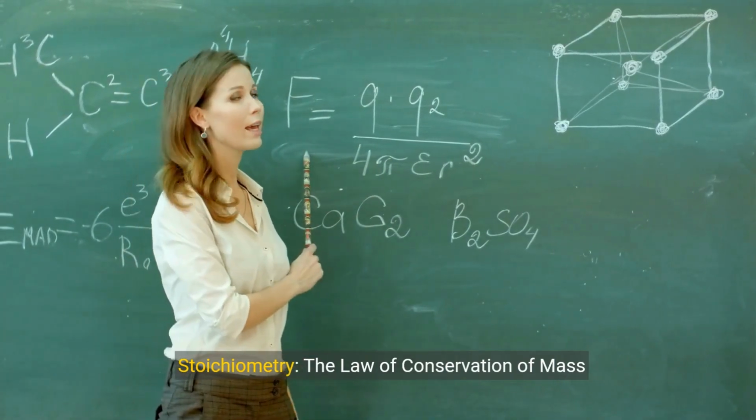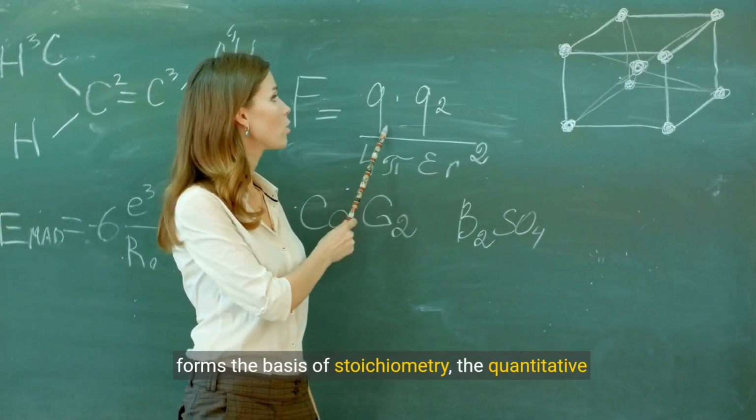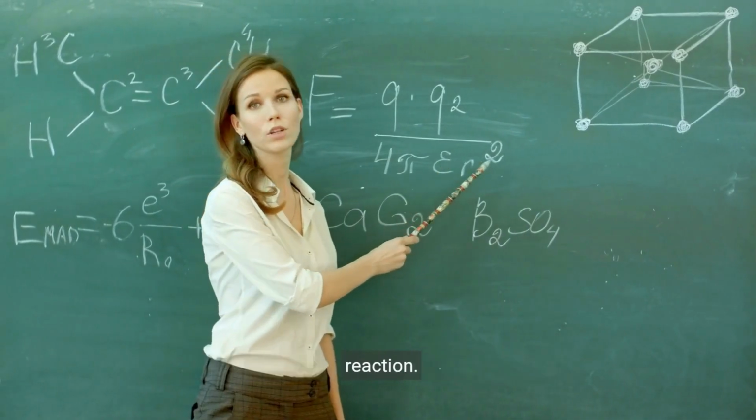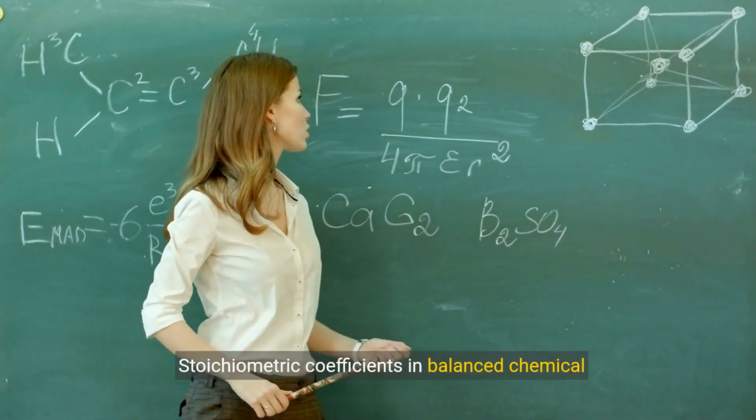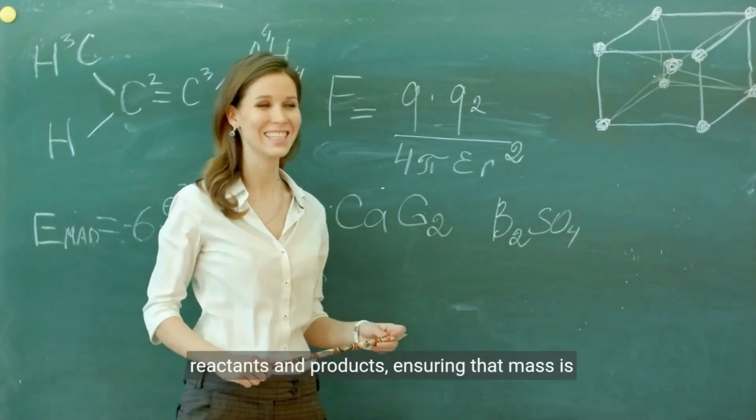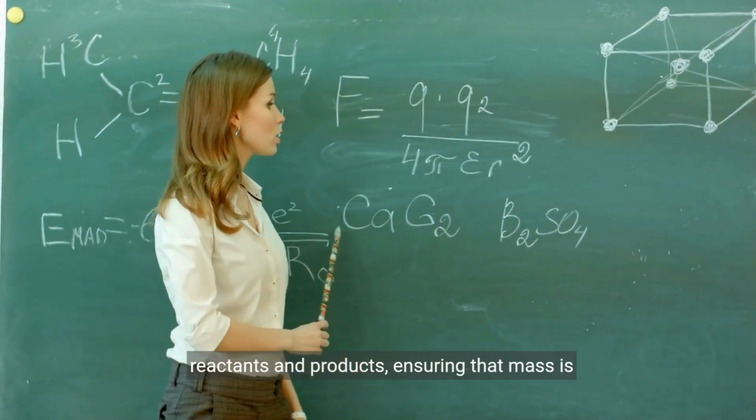Stoichiometry. The law of conservation of mass forms the basis of stoichiometry, the quantitative study of reactants and products in a chemical reaction. Stoichiometric coefficients in balanced chemical equations represent the relative amounts of reactants and products, ensuring that mass is conserved.